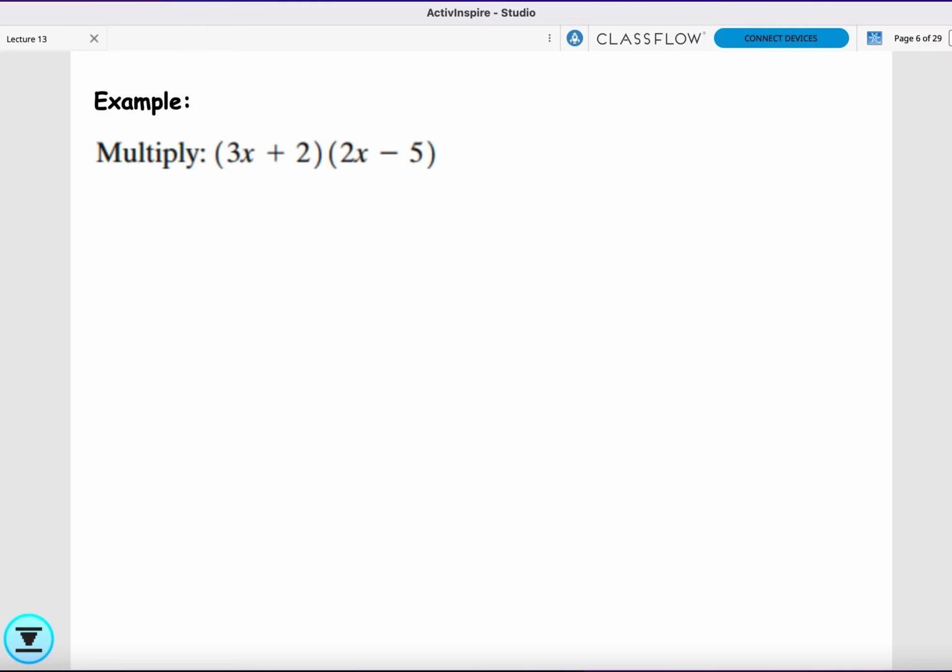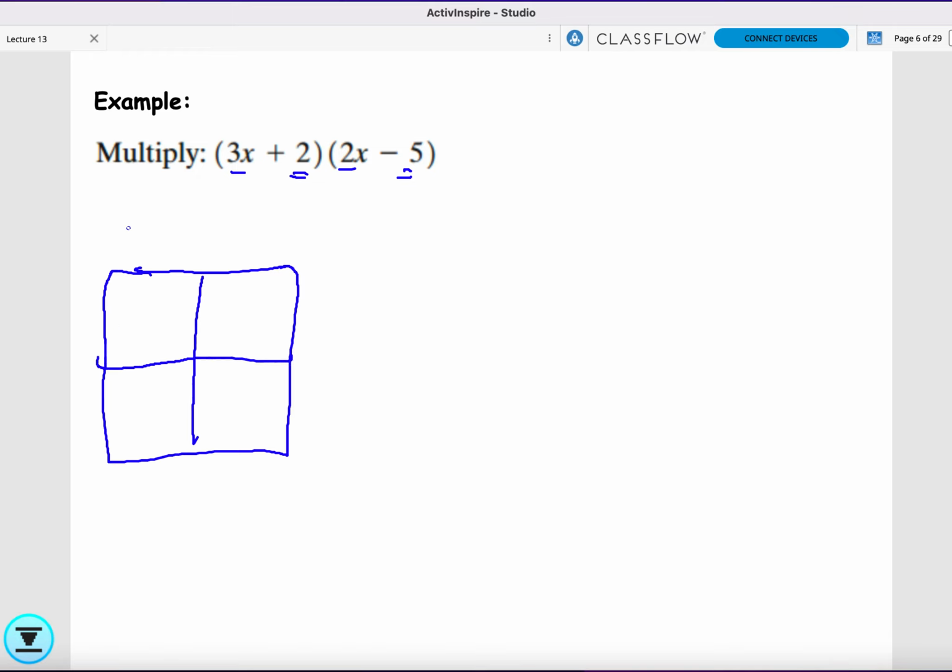Here we have multiplied 3x plus 2 times 2x minus 5. I'm going to show you a way I like to do this, guys. I should have done it in the last example. It's the box method. So it's how many terms you have. So let me set it up for you. This is 2 terms. This is 2 terms. So it'll be a 2 by 2. So in your notebook, you just do a 2 by 2 box. So this will be 3x plus 2. This will be 2x minus 5.